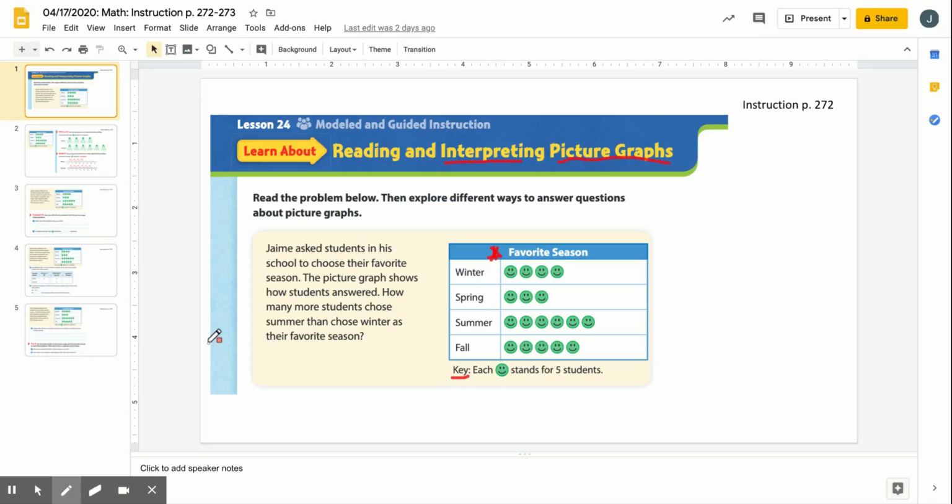Jamie asked students in his school to choose their favorite season. The picture graph shows how students answered. How many more students chose summer than chose winter as their favorite season? So here's the question that we will be trying to answer as we go through this picture graph. How many more students chose summer than chose winter as their favorite season?